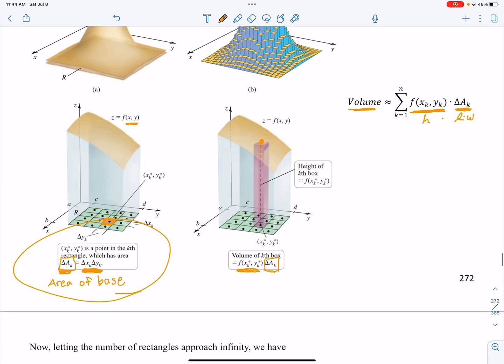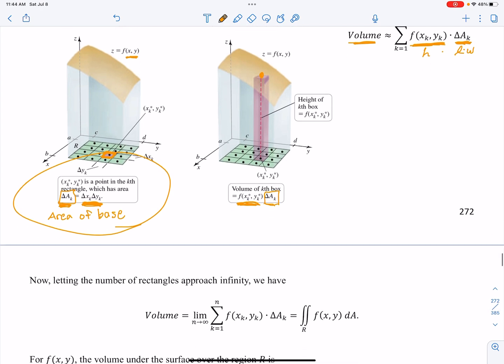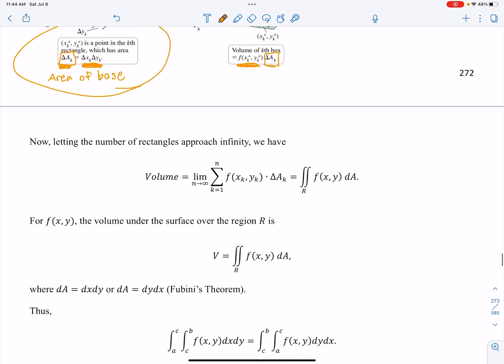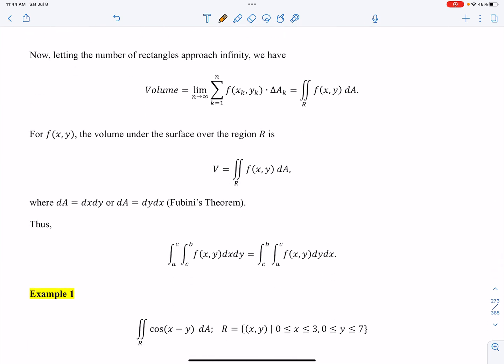And then I'm going to go to the next page because I actually typed this line out. If we let the number of rectangles go to infinity, we have what is our double integral, right? Letting the number of rectangles go to infinity would hit the volume exactly. So that's why we have equality instead of approximation here now. And this is the double integral.